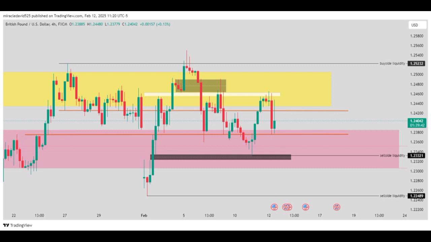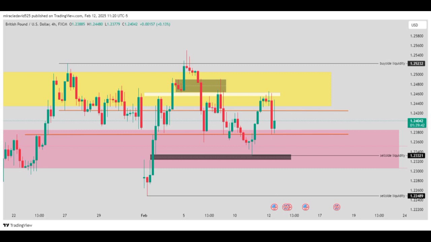I want to see price go below the dark one. If price closes above that white level in that yellow box, I would have to reanalyze and reassess. But for now, I'm expecting price to go below that dark shaded box. Once it goes below there, we're looking for the sell side. So that's my analysis on price.